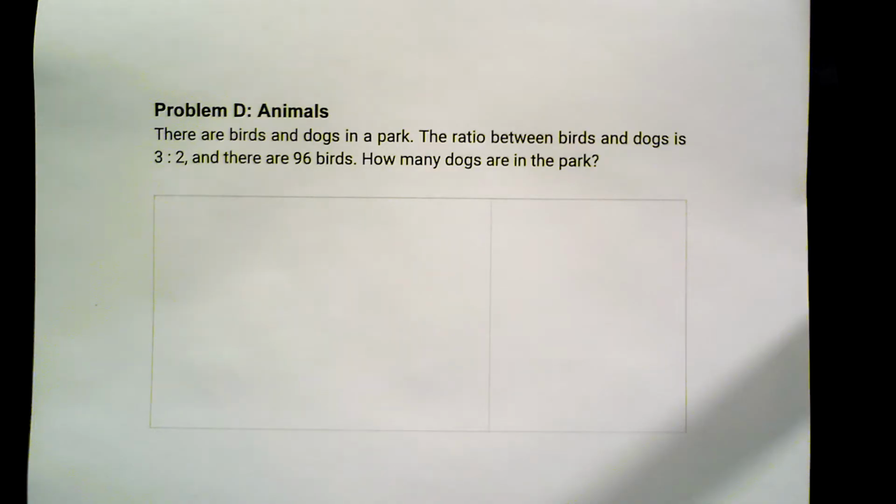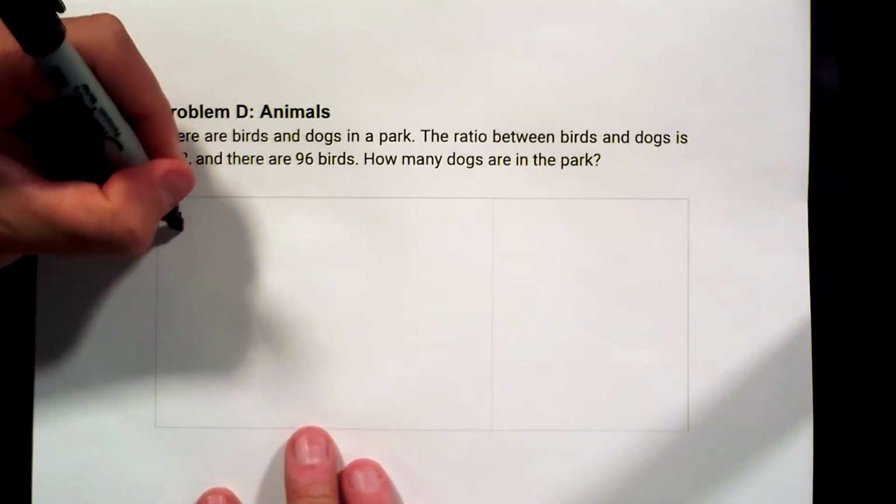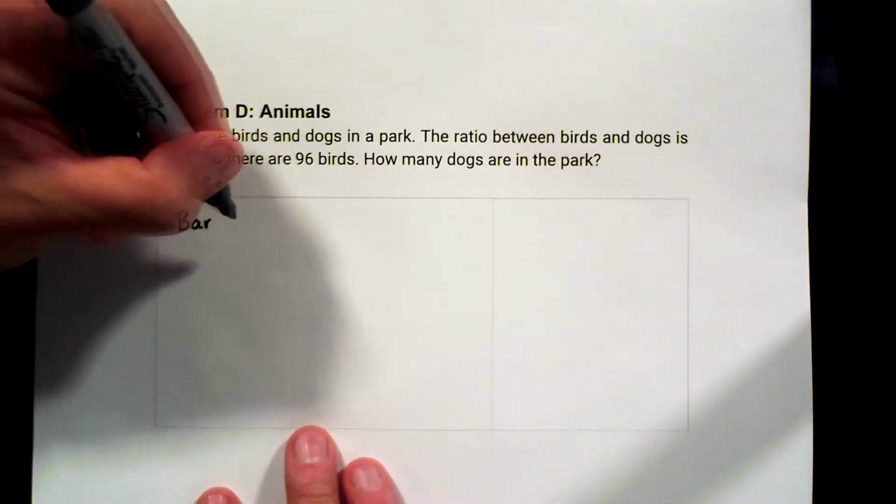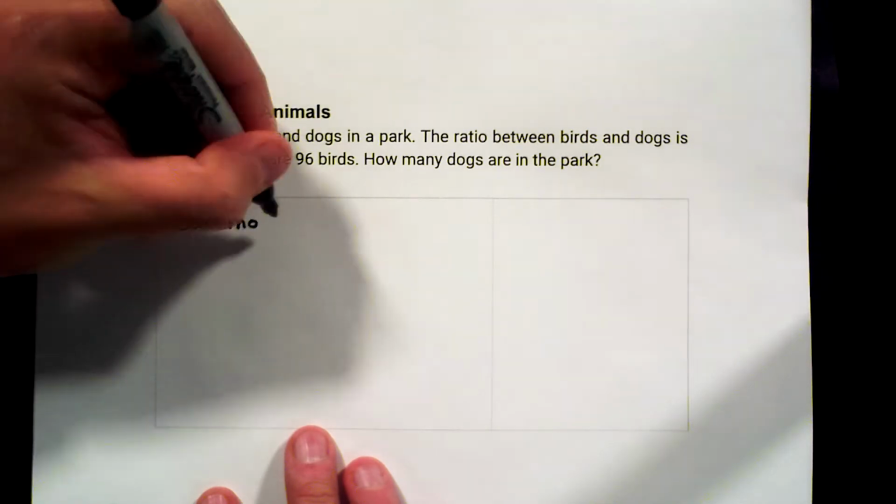Okay, so let's look at problem D. It says there are birds and dogs in a park. The ratio between birds and dogs is 3:2, and there are also 96 birds. How many dogs are in the park? That's the question. So let's use bar modeling to tackle this problem.